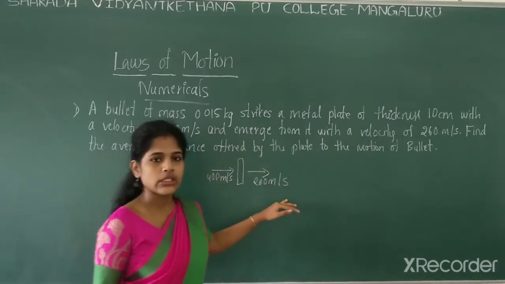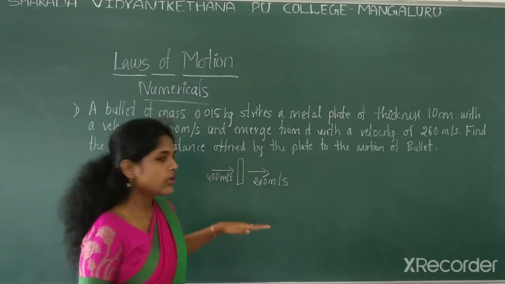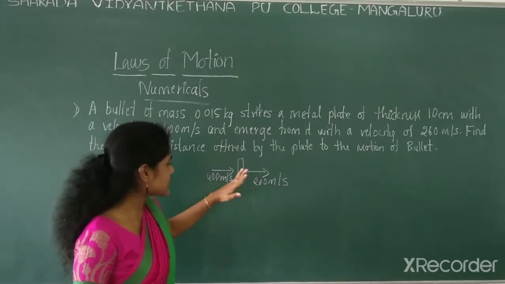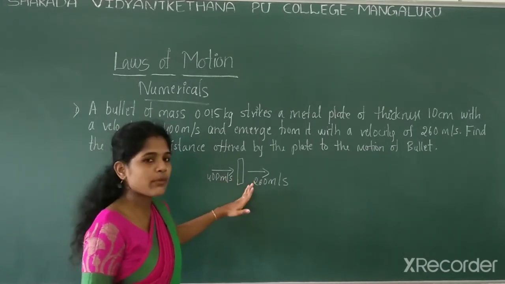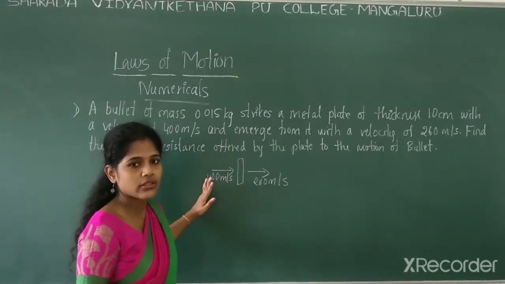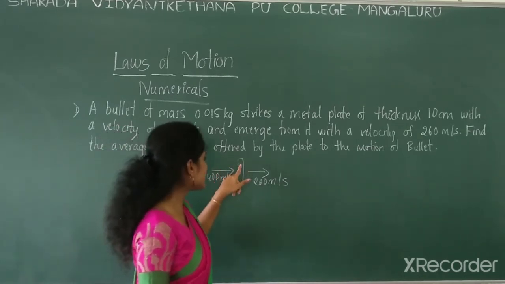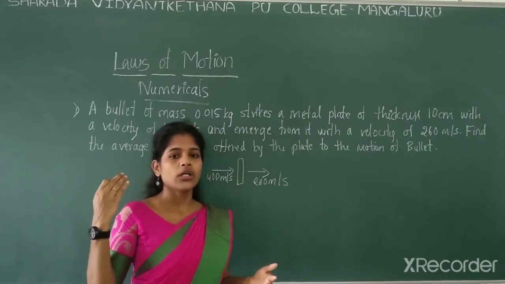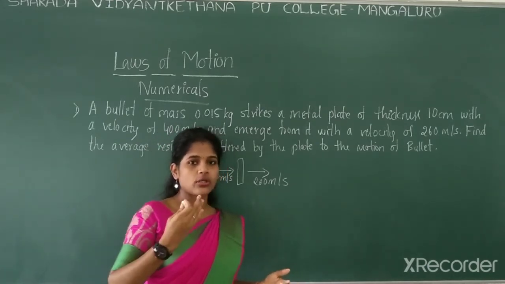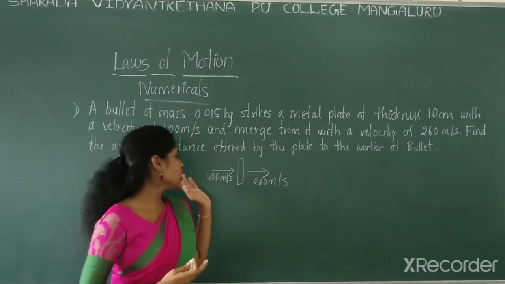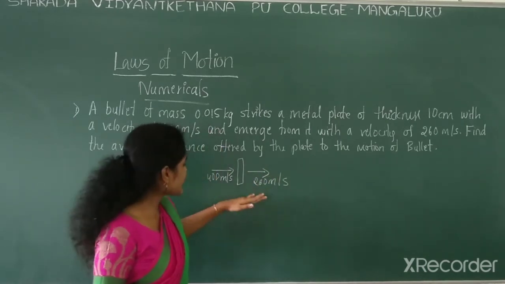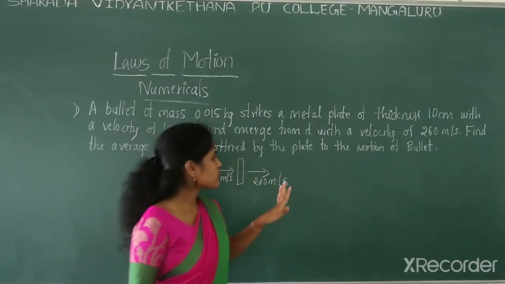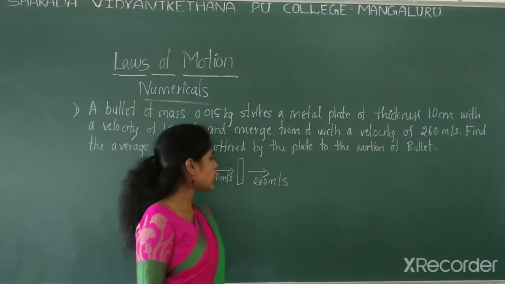So here the velocity is decreased. So some resistance is offered by the metal plate to the motion of the bullet. You have to find out what the resistance is. Resistance means here the block, the opposition to the motion of the bullet. So what is the average resistance offered by this metal block to the motion of the bullet? How can we find out?